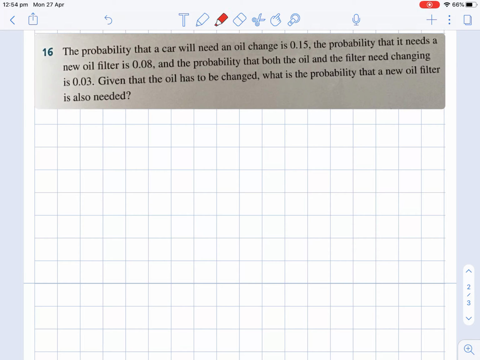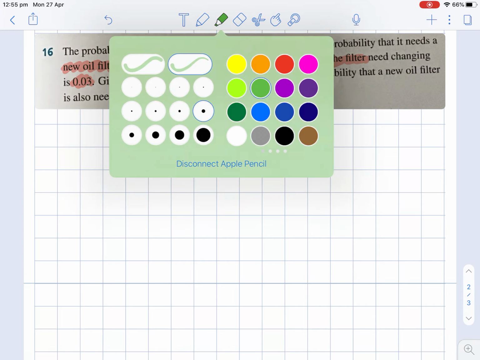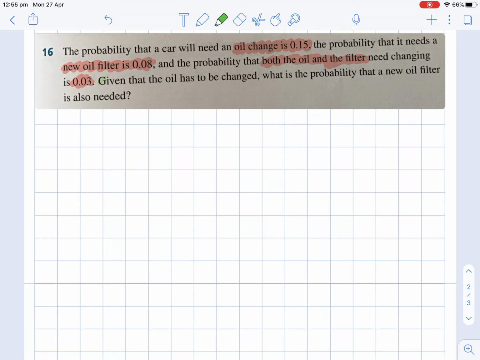So the first thing I want to do here is let's actually just run through the important information. So the probability of an oil change is 0.15. The probability of an oil filter is 0.08. And the probability that both oil and filter need changing is 0.03. It also tells me here that the probability that we're working out is given that the oil has to be changed. Right, so let's write down some of these key facts in our notation.